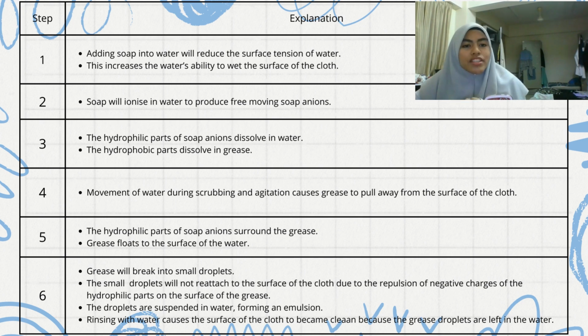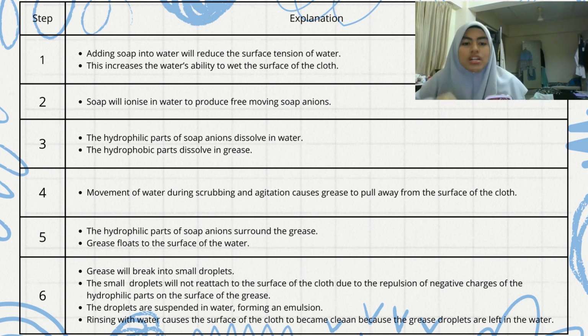Step 5: the hydrophilic parts of the soap anions surround the grease. Grease floats to the surface of the water. Step 6: grease will break into small droplets. The small droplets will not reattach to the surface of the cloth due to the repulsion of negative charge of the hydrophilic parts on the surface of the grease. The droplets are suspended in water, forming an emulsion.